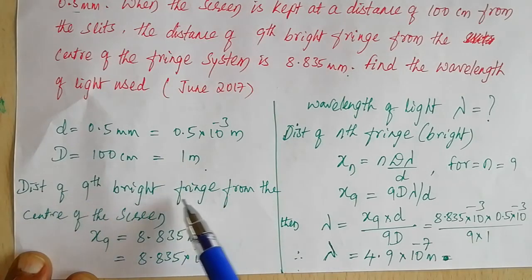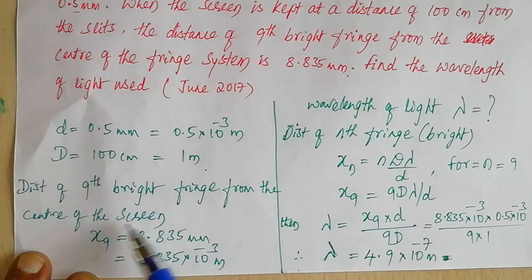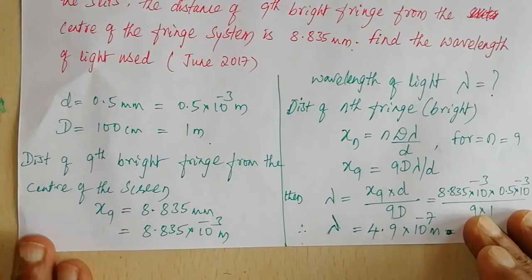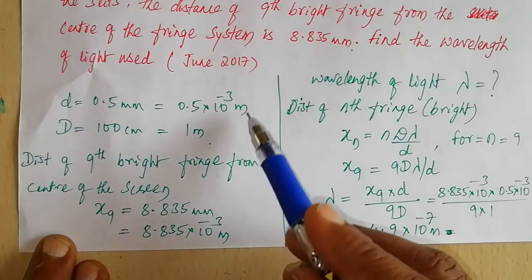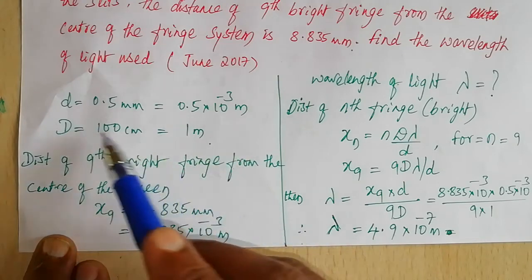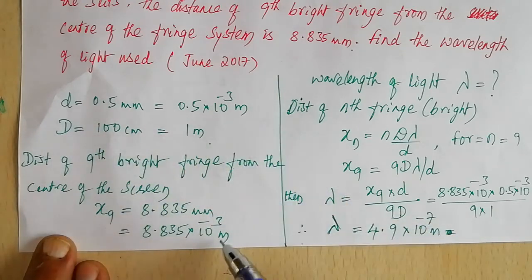Distance of the ninth bright fringe from the center of the screen. On either side of the center of the screen, alternate bright and dark bands or fringes are being formed. The distance of the ninth bright fringe from the center of the screen, that is x9, is given as 8.835 millimeter, which is the same as 8.835 into 10 raised to minus 3 meter. Given data you have to express in one particular system of units, that is the SI system. So all distances are here in meter.